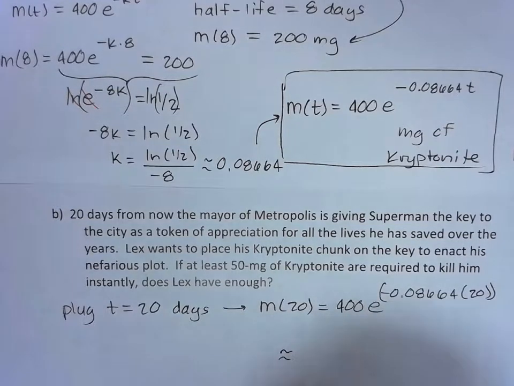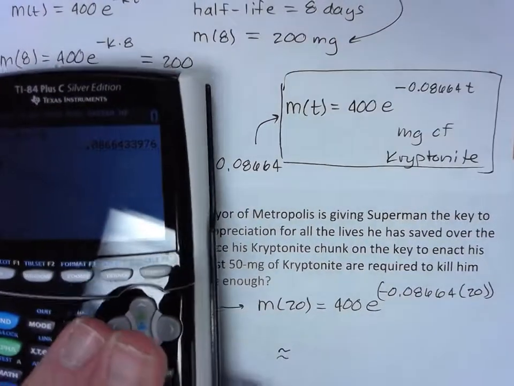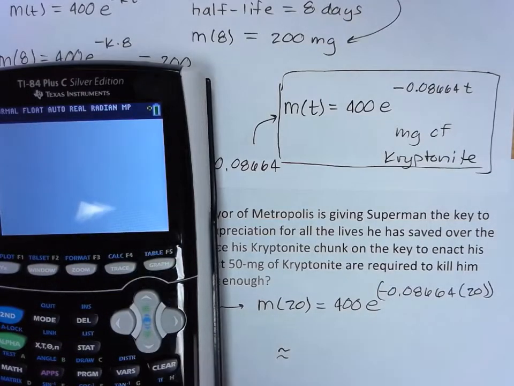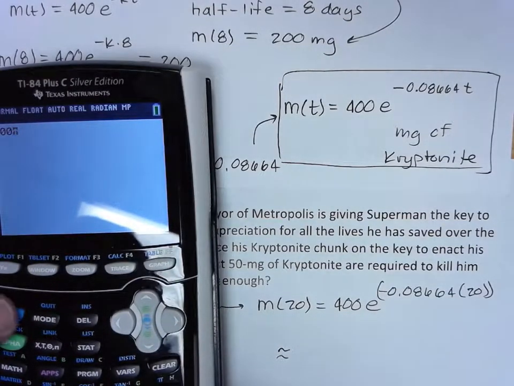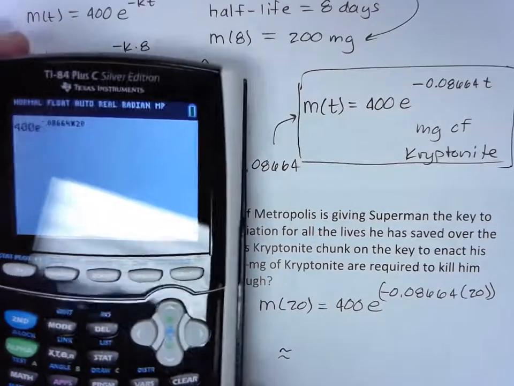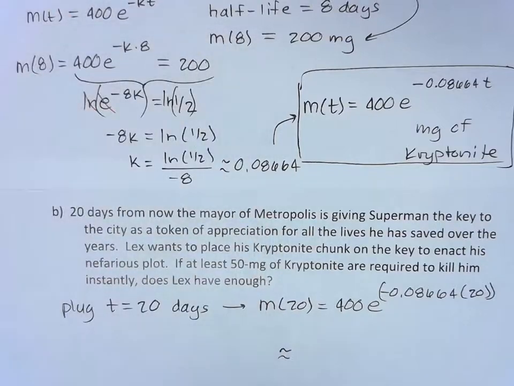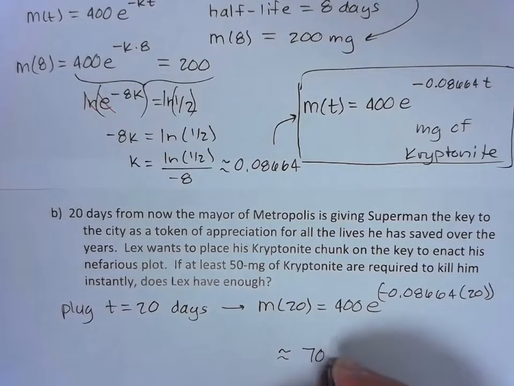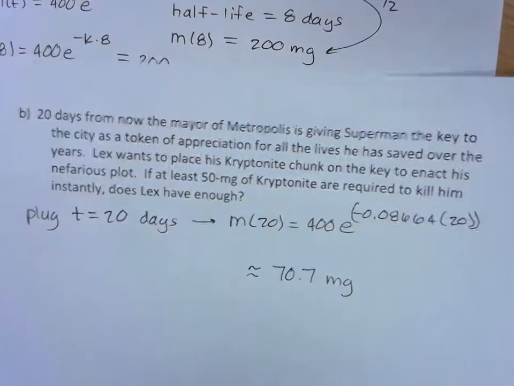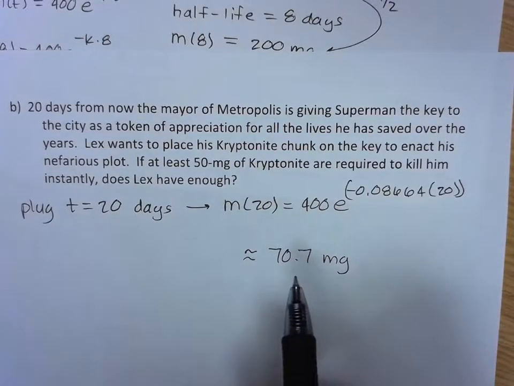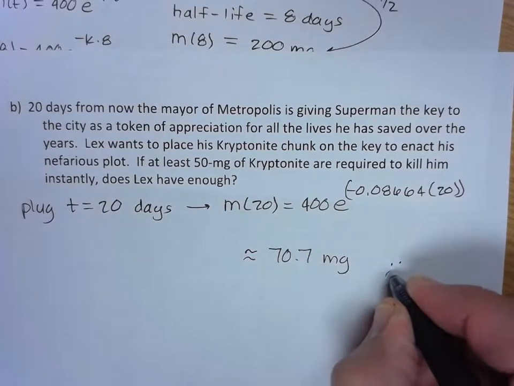And let's see what this roughly leaves if we plug in 20 into our mass model. Okay, so 400 is the initial mass times e to the negative 0.08664 times 20 days later. So after 20 days, the mass will have decayed down to 70.7 milligrams. So apparently, if this is supposed to happen in 20 days after he acquires the piece of kryptonite, there is going to be enough in there to kill Superman. So, oh no, Superman may die.